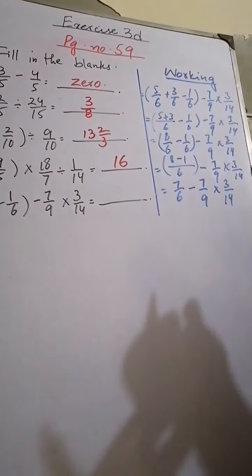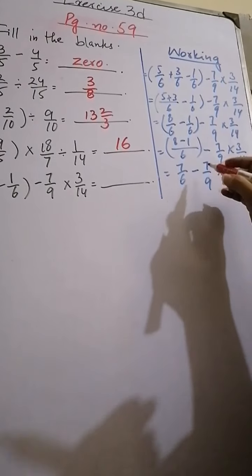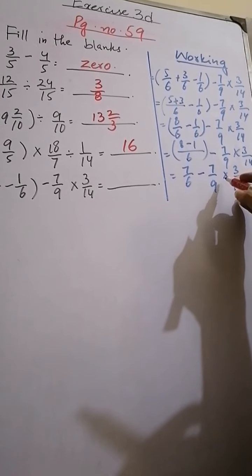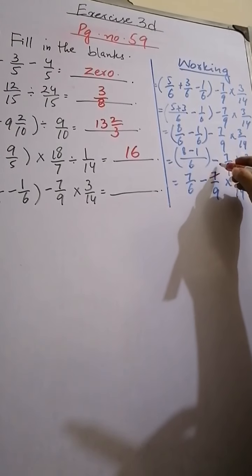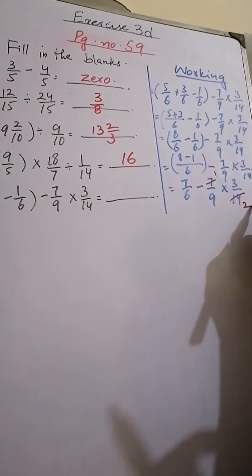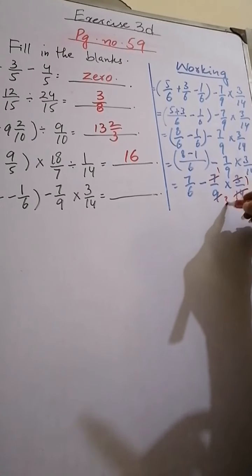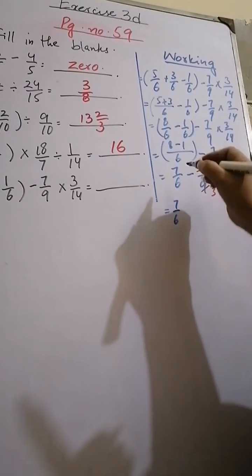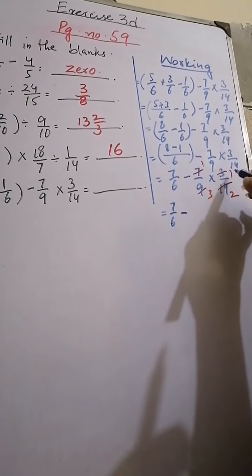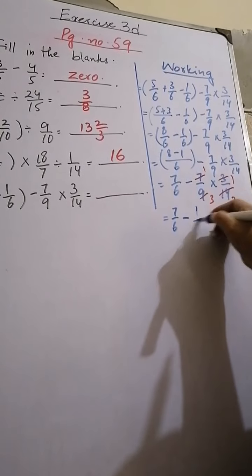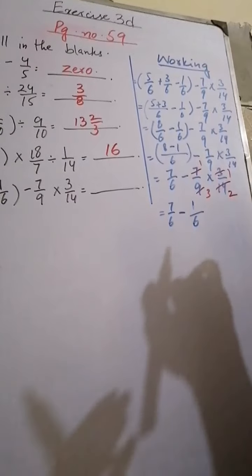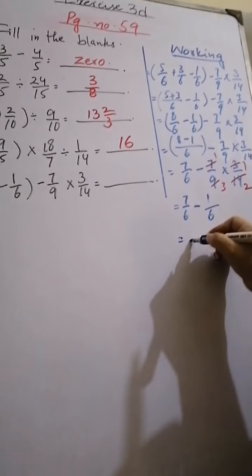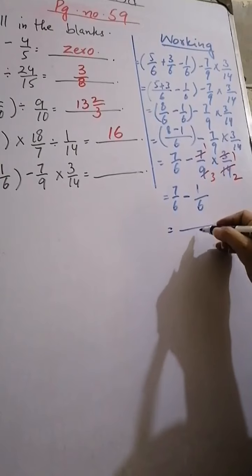So here is 7 and minus and multiplication. First of all we will do multiplication. 7 1s are 7, 7 2s are 14, 3 1s are 3, 3 3s are 9. We can see it's 7 by 6. We will write as it is, minus sign, 1 1s are 1, 3 2s are 6, right? So minus sign, 6 6 are like fractions.